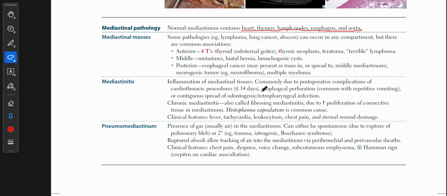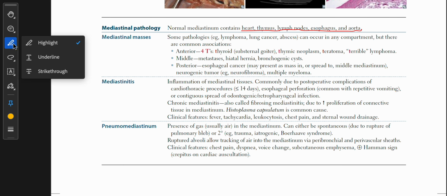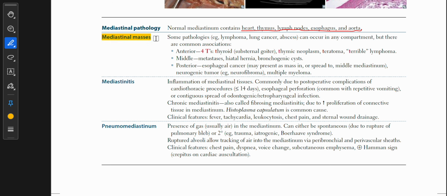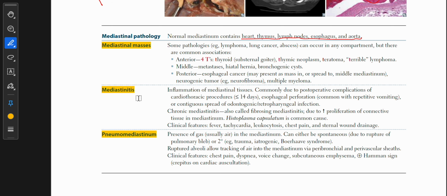So if there is any pathology like mediastinal masses, mediastinitis, pneumomediastinum, it may present with a very large spectrum of clinical features. Some pathologies with mediastinal masses are lymphoma, lung cancer, abscess. Obviously, since there are masses, there should be something other than our normal compartment, normal organs. So they can occur in any compartment. As I said, they can occur in anterior, middle, or posterior compartment.